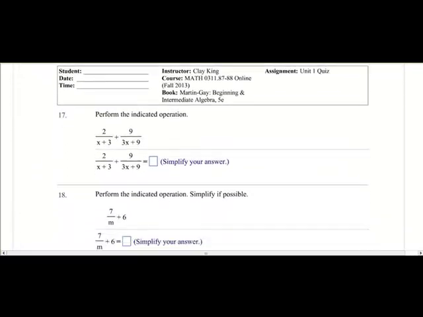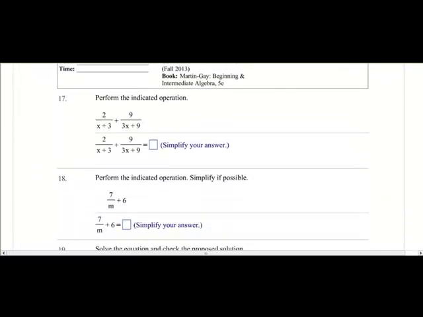Moving right along. Number 17. Now, we want to add fractions, but we have to have a common denominator. So first, what I want you to notice is this denominator on the second fraction. Let's factor it. We have 2 over x plus 3 plus 9 over, if I factor out a 3, I have 3 times x plus 3.